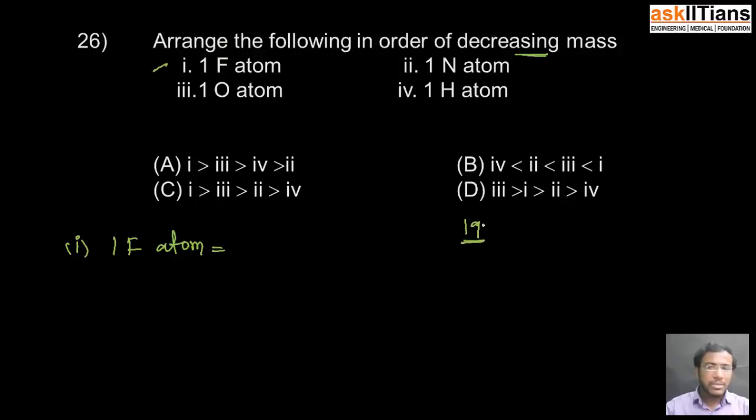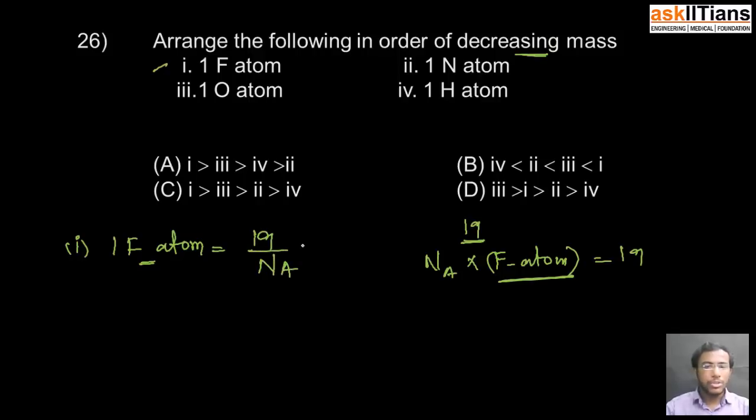What does atomic weight represent? Atomic weight is the mass or weight of Avogadro number of fluorine atoms, that is, Avogadro number of fluorine atoms into the mass of each fluorine atom. So the atomic weight is Avogadro number into the mass of each atom. We want to calculate one fluorine atom mass. It will be simply 19 by Na. 19 by Na is going to be the mass of one fluorine atom.